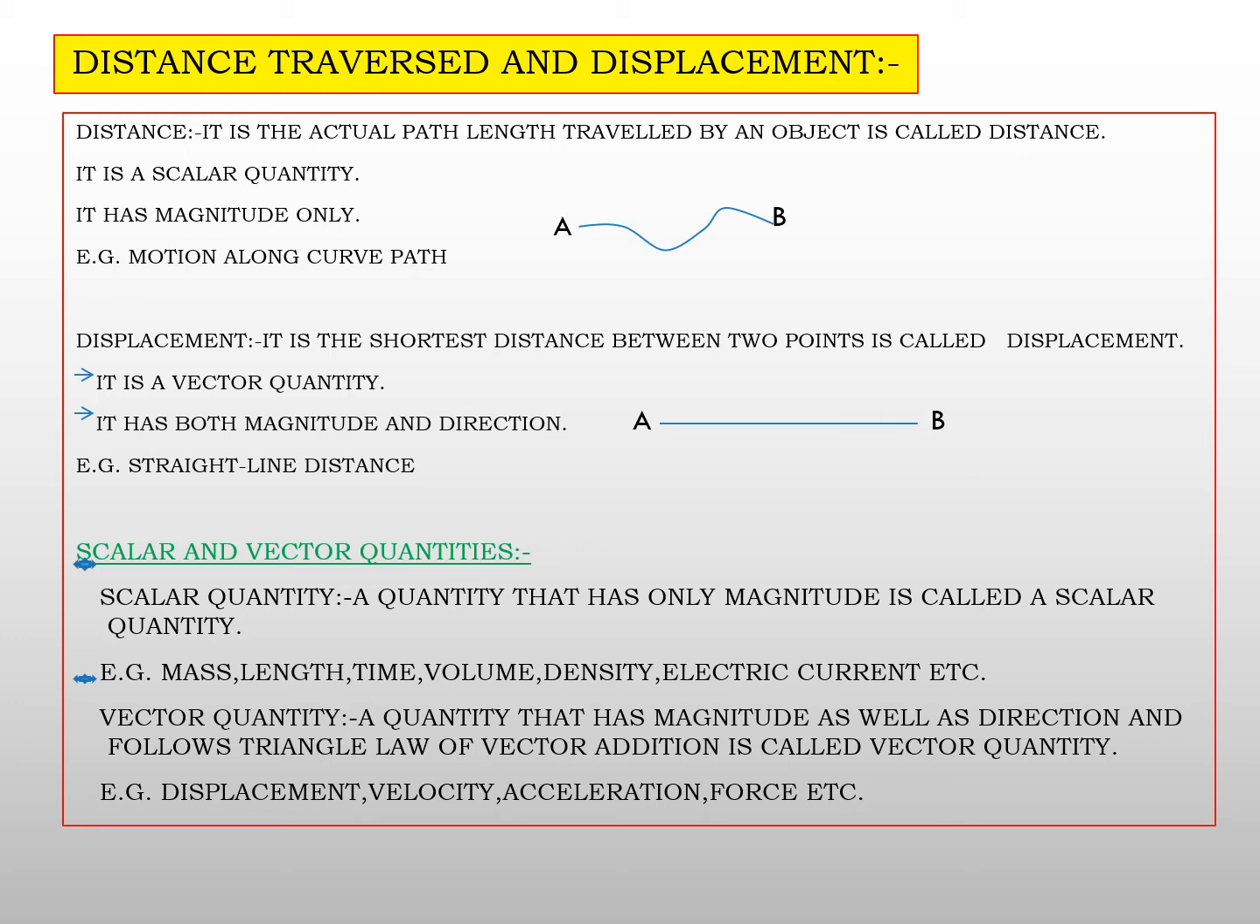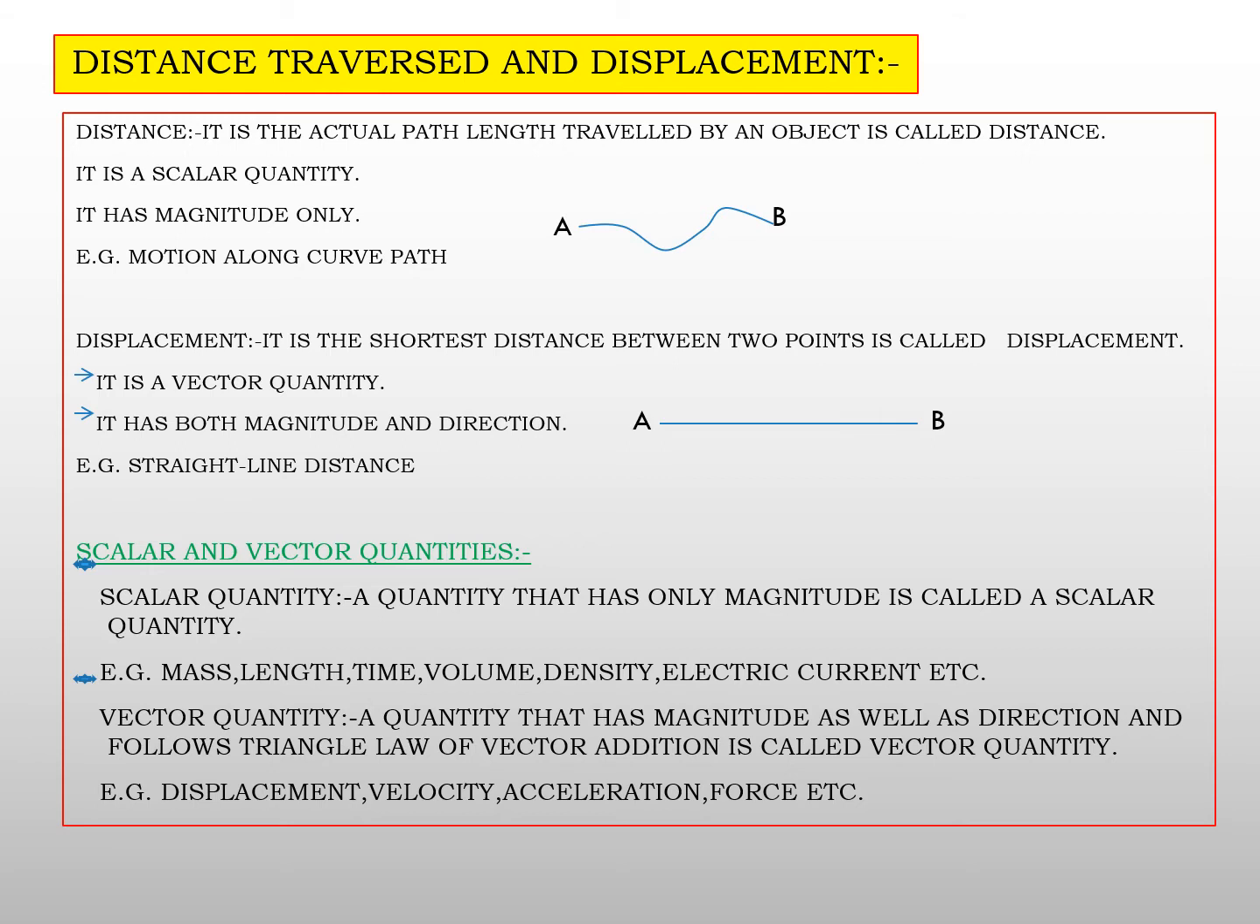Distance traversed and displacement. Distance. The actual path length traveled by an object is called distance. It is a scalar quantity and it has magnitude only. It has no direction. As I have provided the figure, now you can see. Example: motion along a curved path.